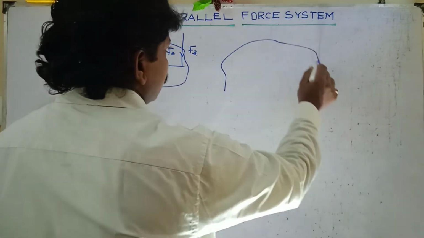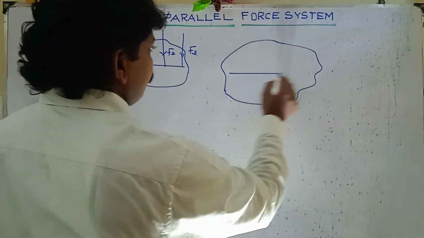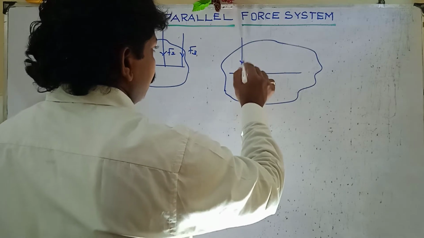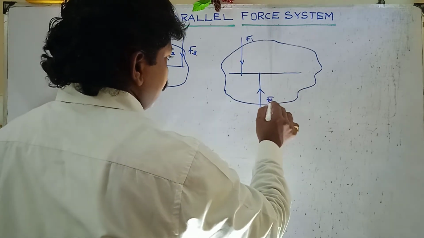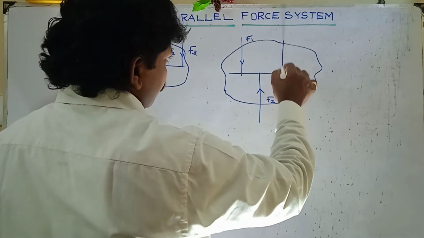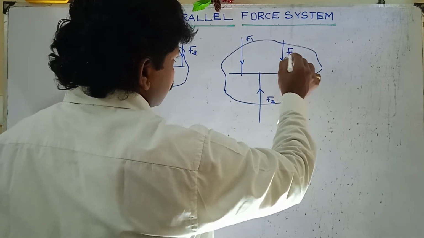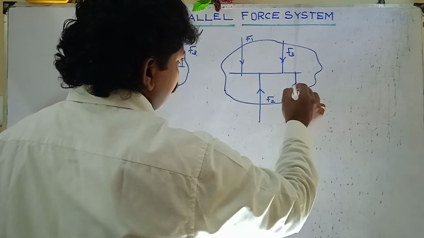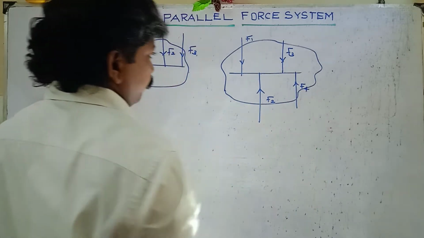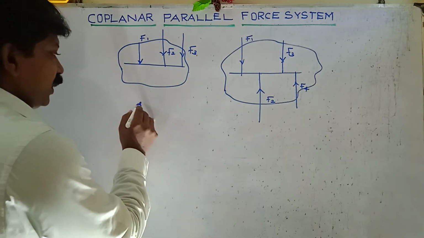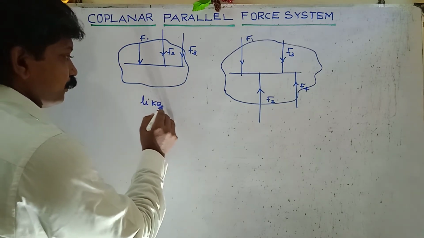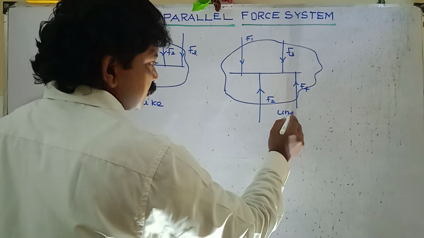In another case, all the forces act in the same plane but in opposite directions. This force system is known as the coplanar unlike parallel force system. It is also parallel, but unlike. Coplanar like parallel force system, unlike parallel force system.